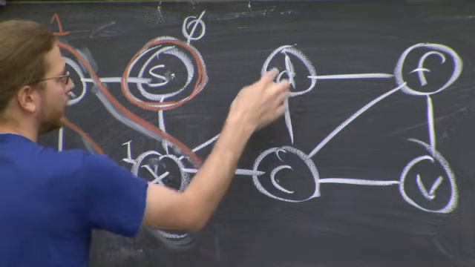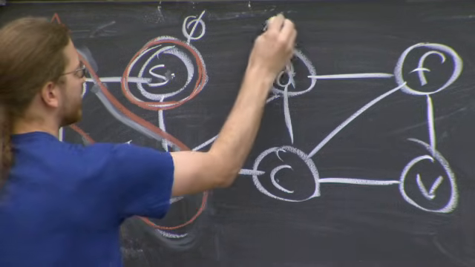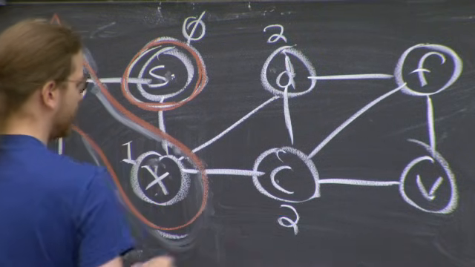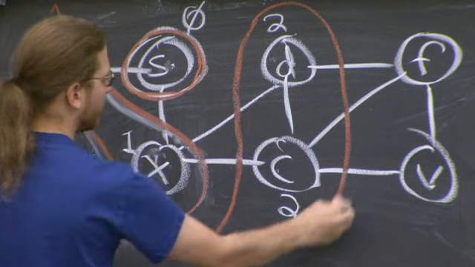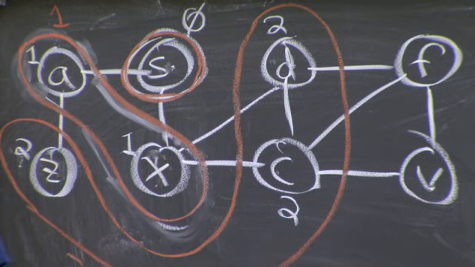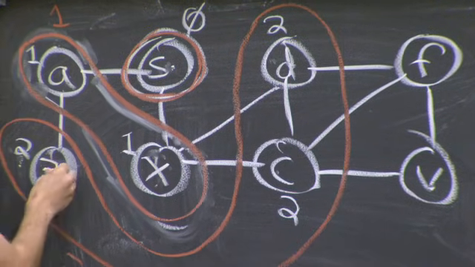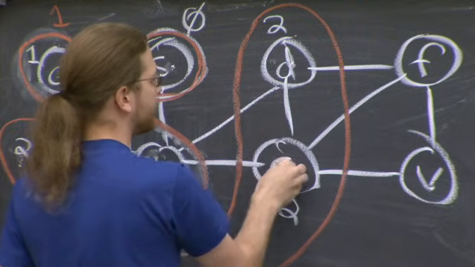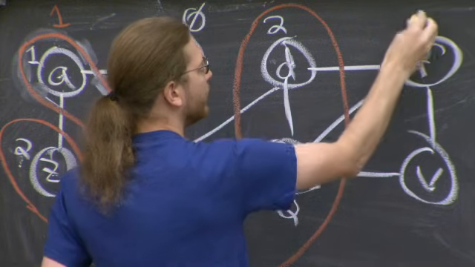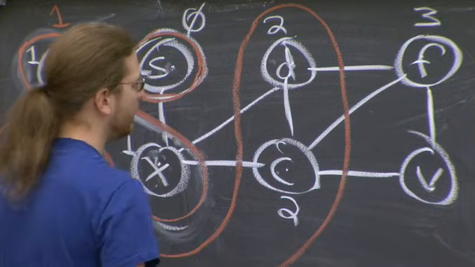Then we look at D. D hasn't been set, so we set it to 2. C hasn't been set, so we set it to 2. So the frontier at level 2 is that. Okay, then we look at all the neighbors of Z. There's A. A's already been set. Look at all the neighbors of D. There's X. There's C. Those have been set. There's F. So this one gets added.